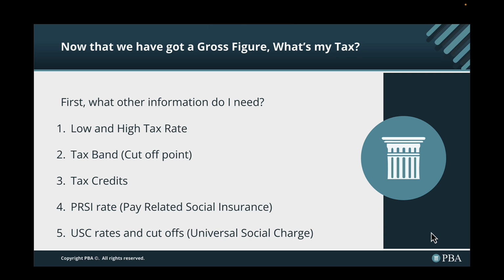And number 4, pay-related social insurance, and number 5, the universal social charge. There are 2 additional taxes that you need to pay, and we'll look at how those are calculated when we get into the calcs part.